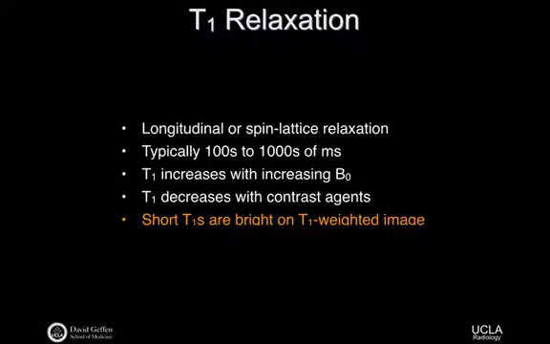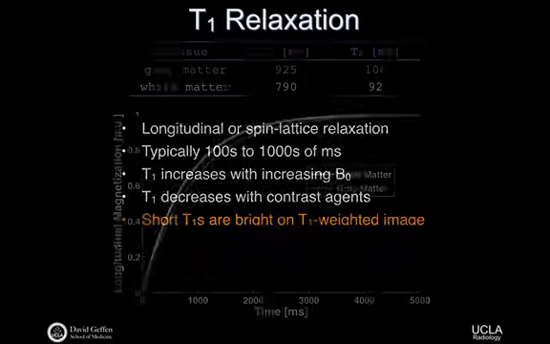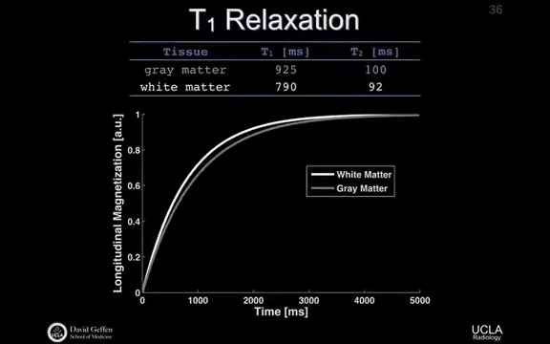So what's an example of something that would be bright? What's a tissue type that would be bright? Fat, right? Fat's a great example. Short T1, it's going to be bright on a T1 weighted image.